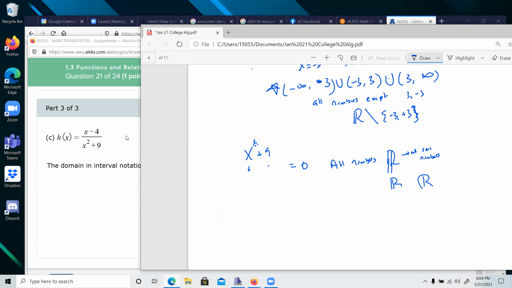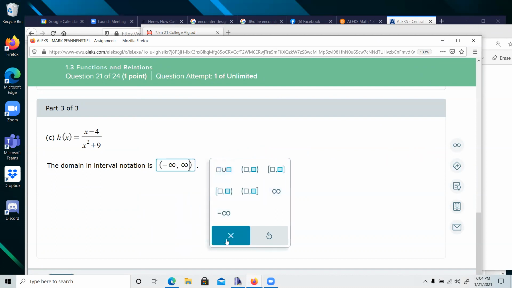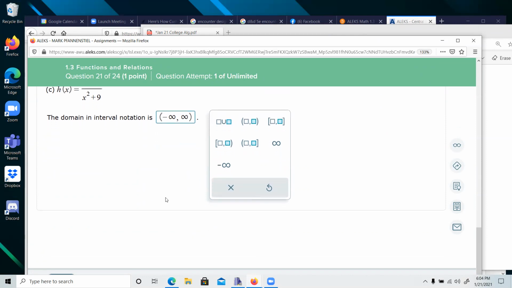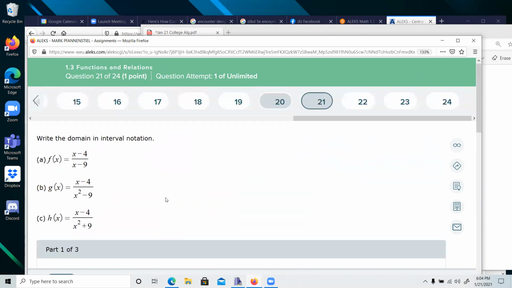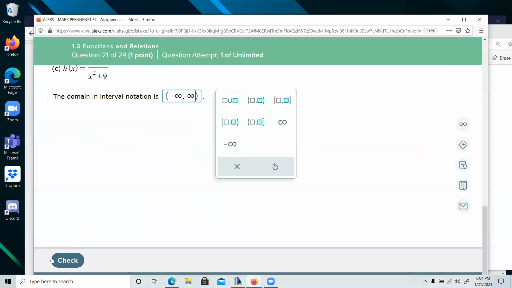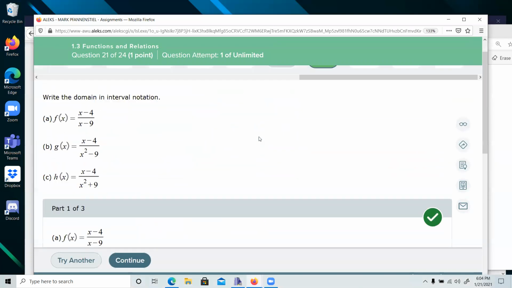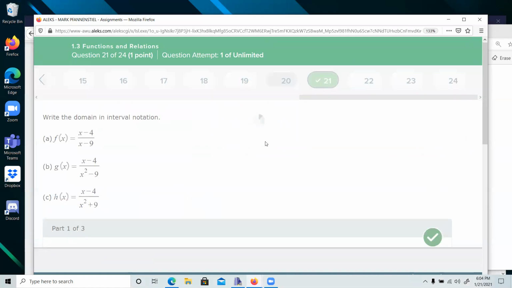In interval notation, we have to say, well, that's all the numbers between negative infinity and positive infinity. And that's how you write all real numbers in interval notation. So that's what we're stuck with. All right, so we'll check this one off and move to the next one.